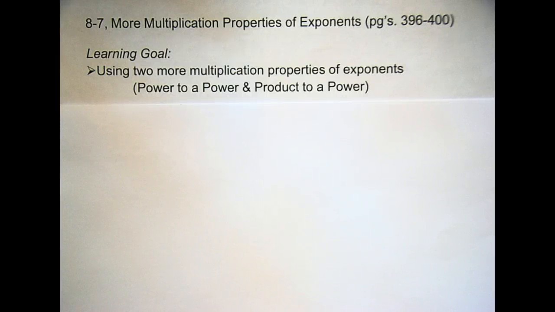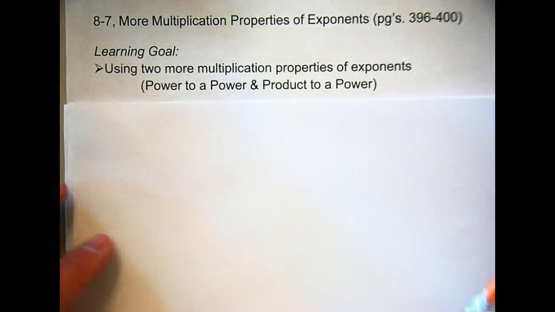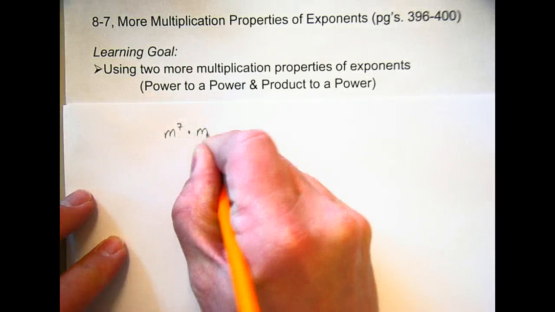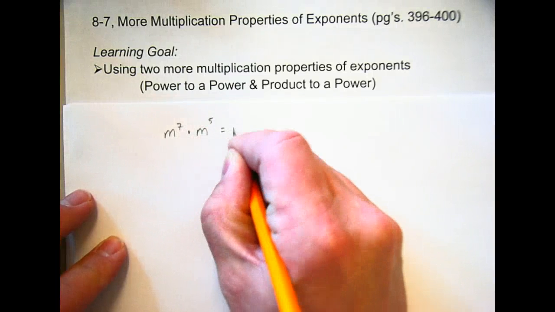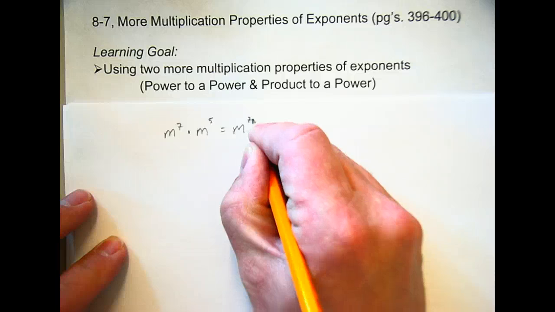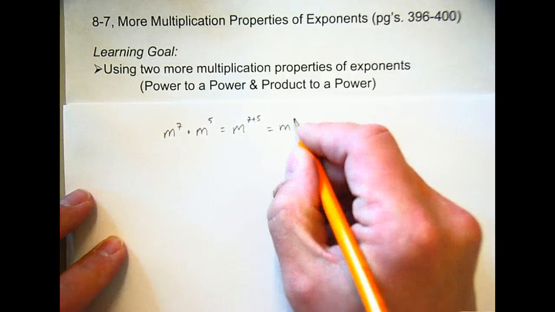which is when we added the power. So if you remember yesterday, we said, say m to the 7th times m to the 5th. That became m to the, what do we do there? Yeah, m to the 12th. We add the two powers. Well, the problems are going to look a bit different today.